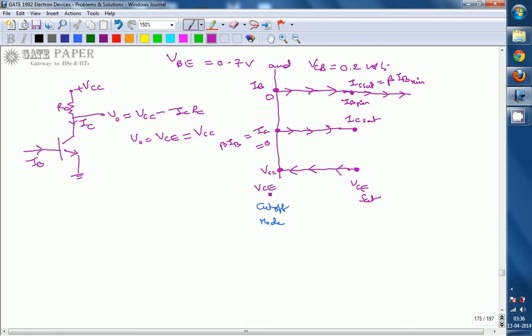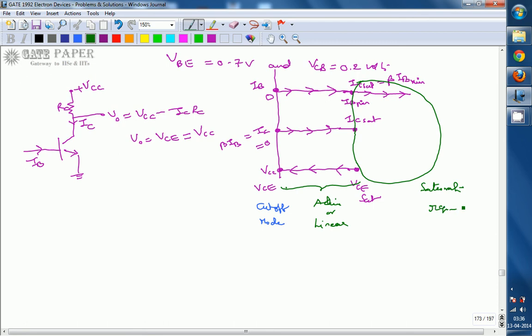The region between these 2 points is going to be called active mode, or linear mode. And exactly at this point, from these 3 dots, and to the right of this, is going to be called the saturation region.